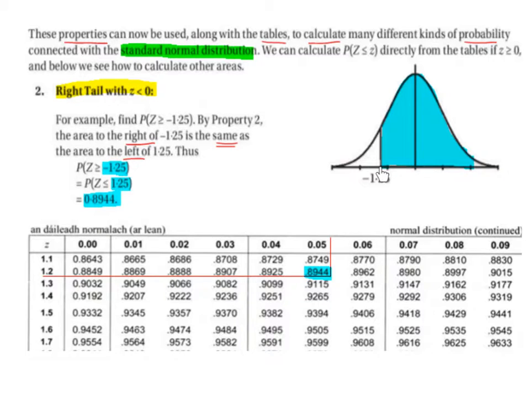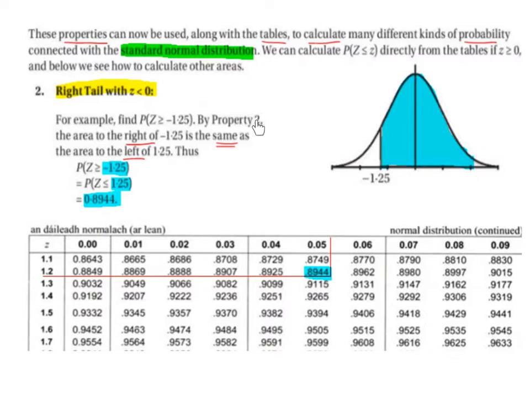So we can see this is minus 1.25 on our graph because this is 0. So this is minus 1.25. So this line here represents minus 1.25. And if we're interested where z is greater or equal to that, it's everything to the right of it. So this blue shaded section here.